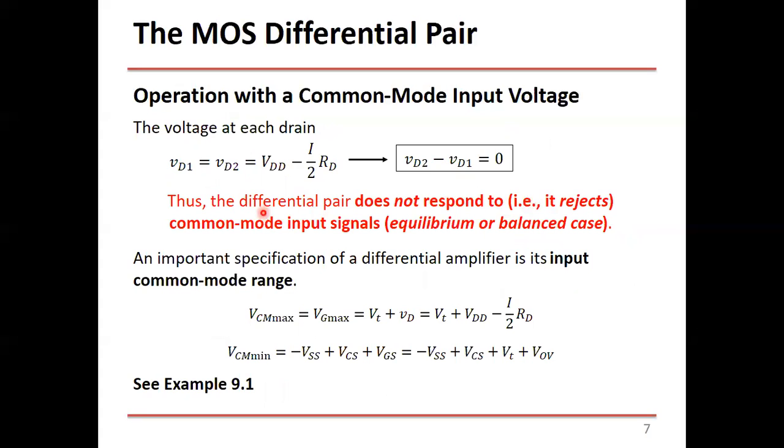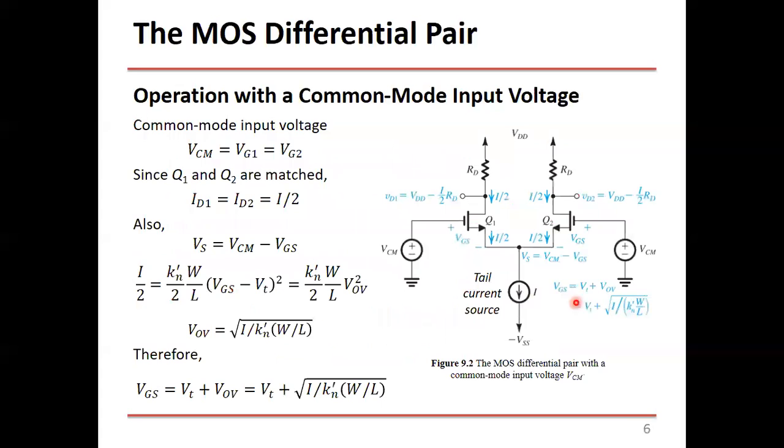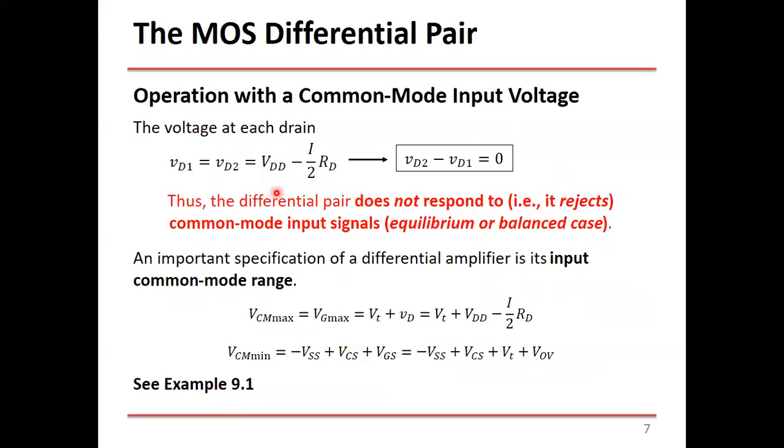So we say that the differential pair does not respond to, meaning that it rejects, the common mode input signal. If you have a common mode input signal, it means that the signal is applied the same at this gate and this gate. Yes, each one will respond. This one will respond to this, and this will respond to this. But if you measure the differential output, this is 0. Why? Because VD1 is the same as VD2. And this is the idea behind the differential pair, which is to reject the common mode signal.